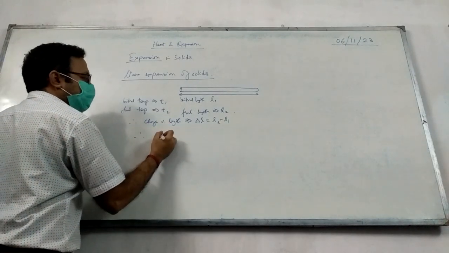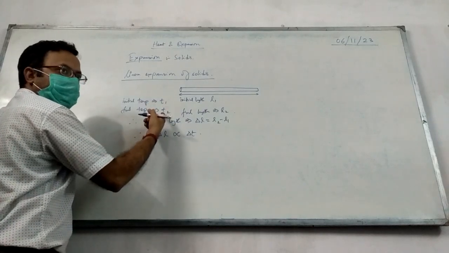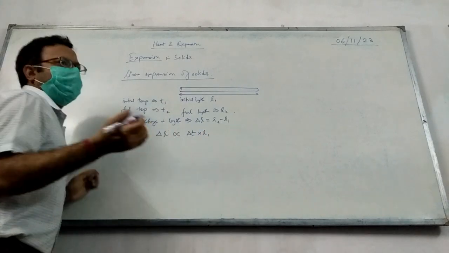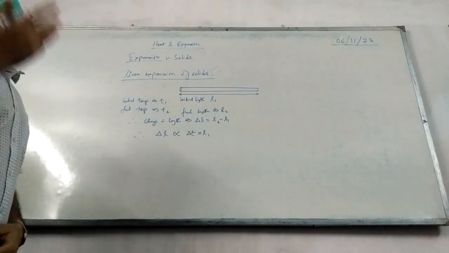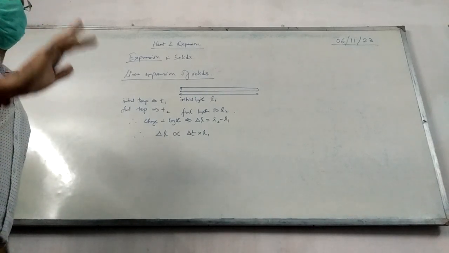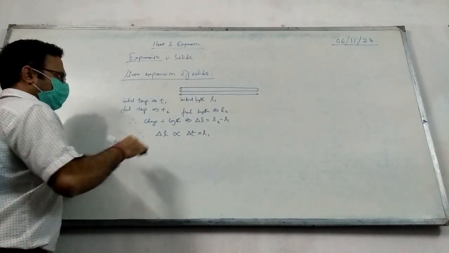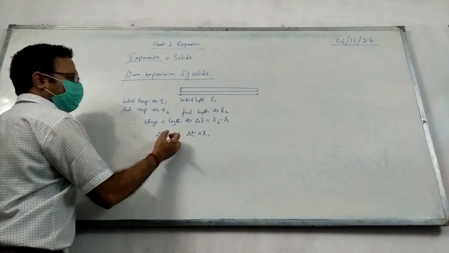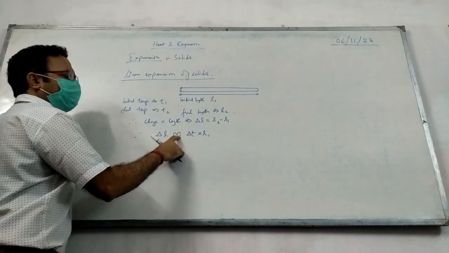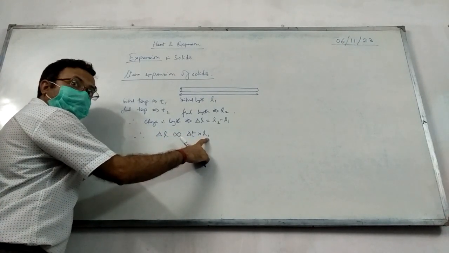So you can say that delta L is proportional to delta T, where delta T is T2 minus T1. And also it depends on the initial length. It will not depend on time, because it depends on how much we raise the temperature, whether we increased it in half an hour or in 5 hours makes no difference. So delta T is the change in temperature, and this change in length is proportional to change in temperature and initial length L1.